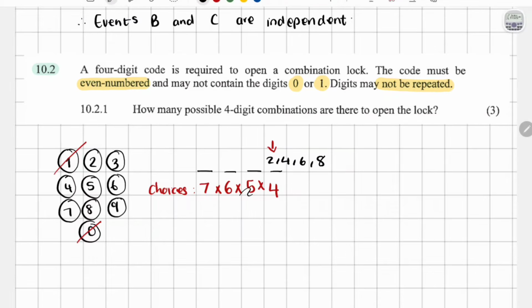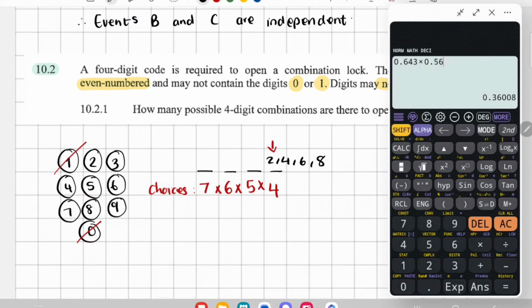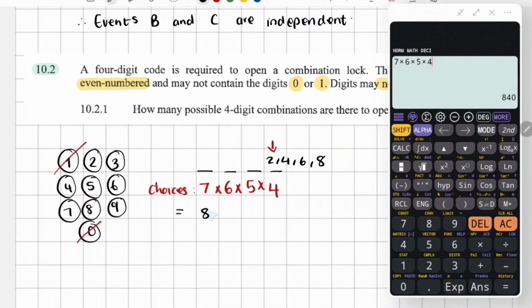So this is 7 times 6 times 5 times 4, and let's see what that gives us. So that is a total of 840 combinations that we can make. Okay, so that is how that question is solved. And then we move on to the last question of this paper.